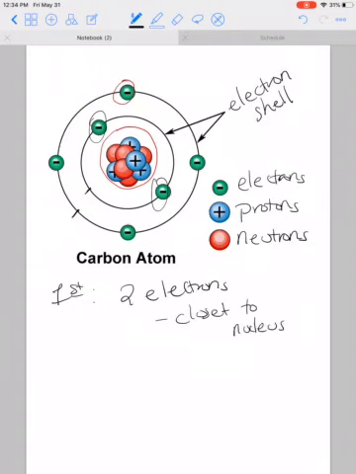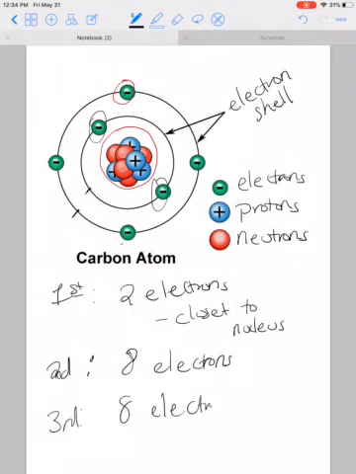In the second shell, we've gotten a lot bigger. We can see there are at least 4 in the second shell. Well, if this were full, it would hold 8 electrons. The second shell can hold up to 8 electrons. And the third shell is the same way. It can hold up to 8 electrons.